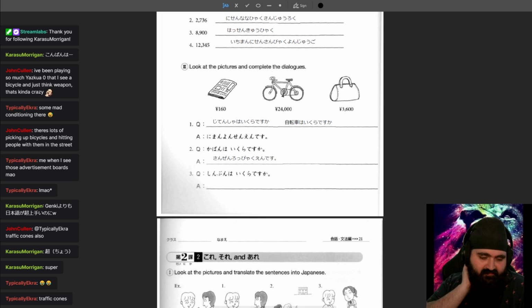Ureshii desu. Okay, traffic cones. Traffic cones? Oh, another weapon? Hopefully not.